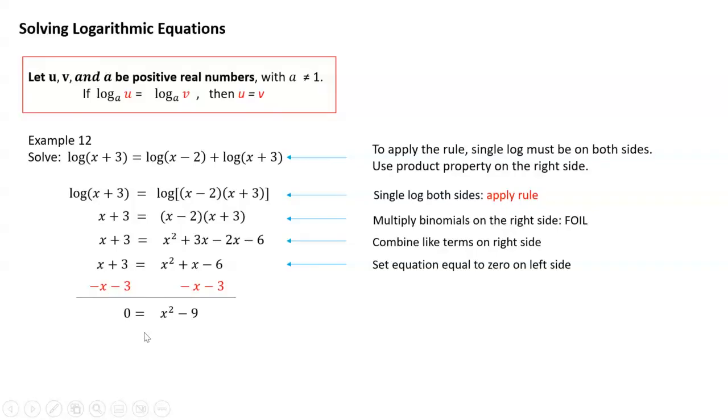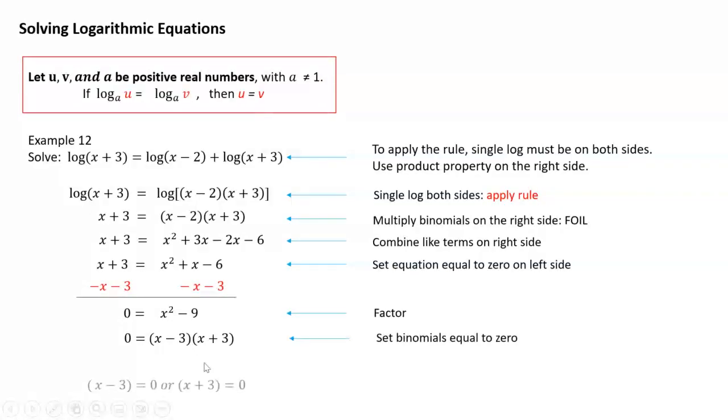So the left side is going to give us 0 equals x squared minus 9. Now, x squared minus 9 is a difference of two perfect squares. So it's going to give us x minus 3 and x plus 3. So my answers are going to be, we let them both equal 0. It's going to be x minus 3 equals 0 or x plus 3 equals 0. So on the left side, we have x equals 3. On the right side, we have x equals negative 3. So these two are my solutions.